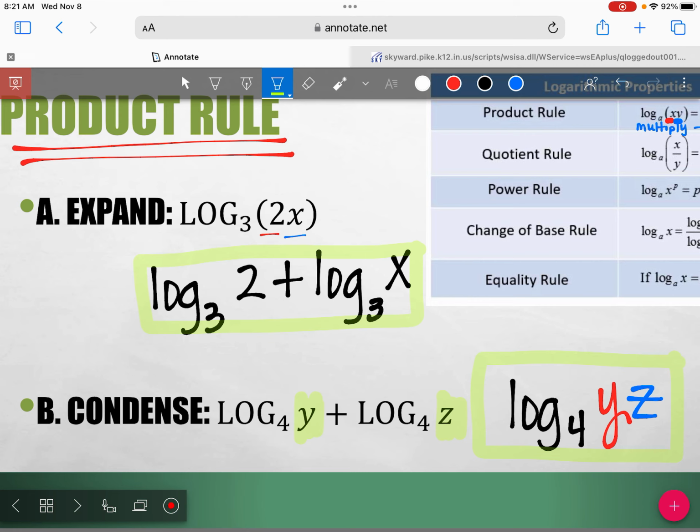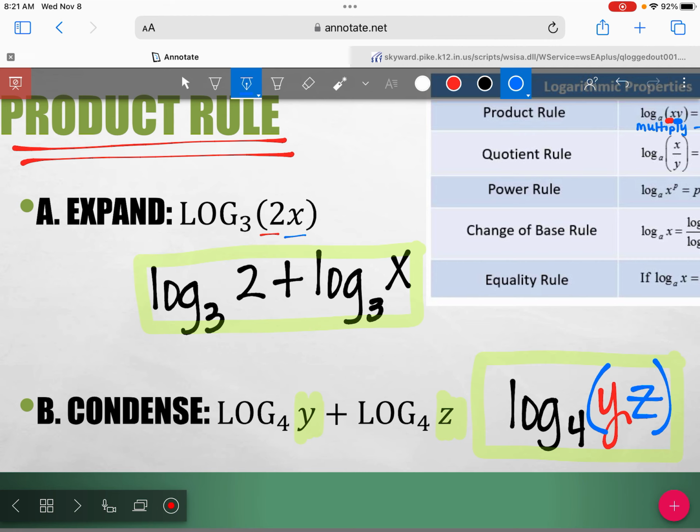Yes. In the parentheses? Oh, yeah, you can. Yep. Put it like this. Yep, you can do that. You could put them in separate parentheses too. Yeah.